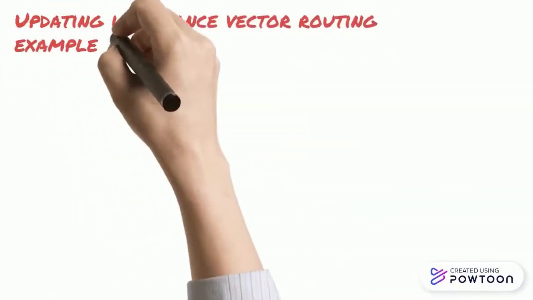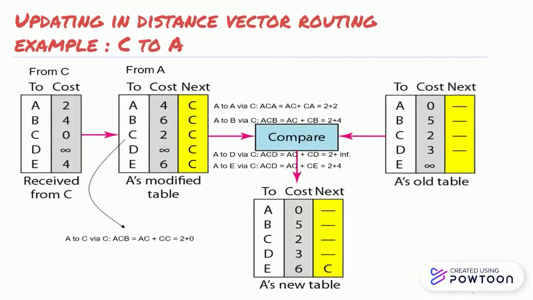This figure shows node A updating its routing table after receiving the partial table from node C. In what is received from C, the cost to A is 2, to B is 4, to C is 0 because C is itself, to D is infinity, and to E is 4.